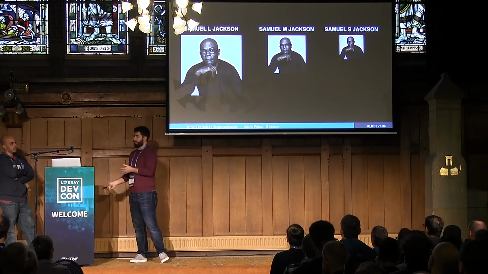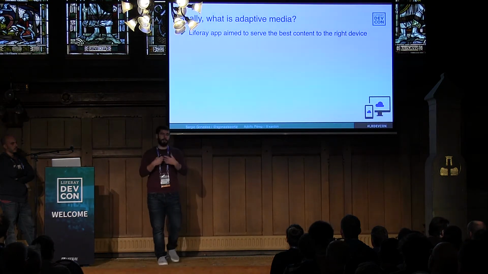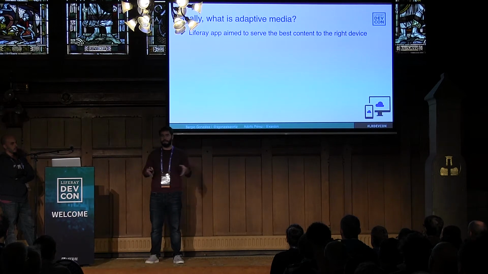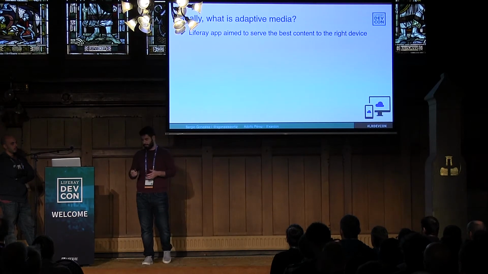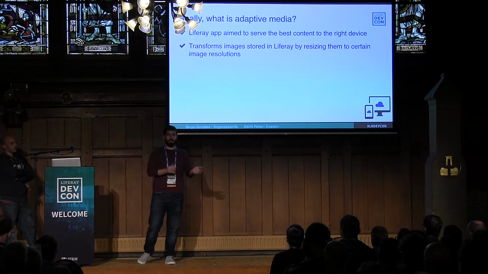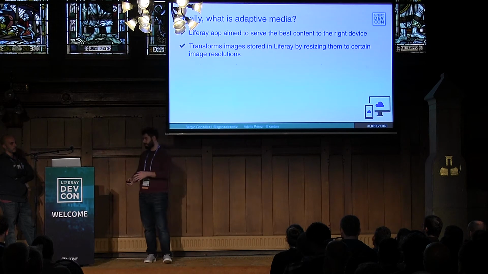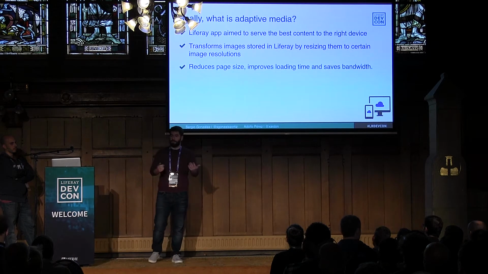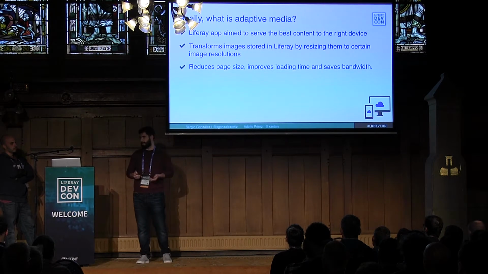In more detail, it's serving the right content to the right channel. It's optimizing those images so they will fit the device capabilities. And it will do it based on certain image resolutions that an administrator needs to set up beforehand. So you can define a specific set of resolutions, and adaptive media will transform those images to those resolutions. It will obviously reduce the page size, and it will improve the loading time of those websites.